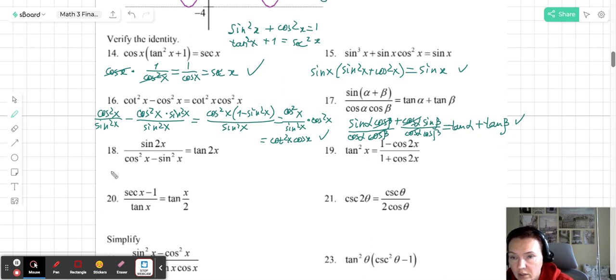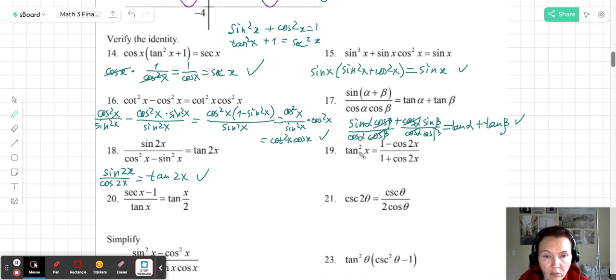Sine 2x is going to be 2 sine x cosine x over cosine squared minus sine squared. Oh, okay, I don't even need to do that. I'm going to erase this. I just recognize that in the denominator I actually have the double angle identity for cosine x. So I end up with sine 2x over cosine of 2x, which is by definition tangent of 2x.